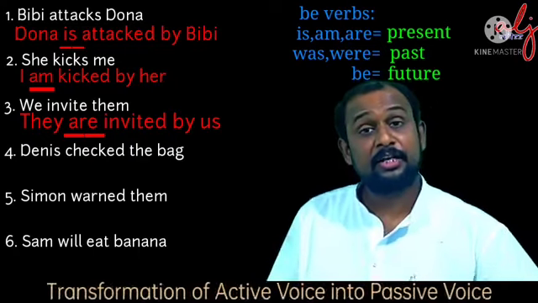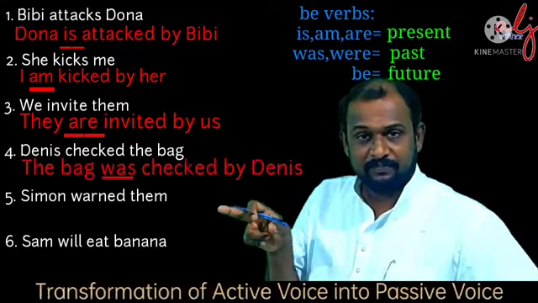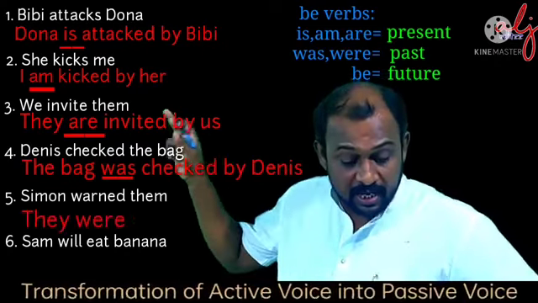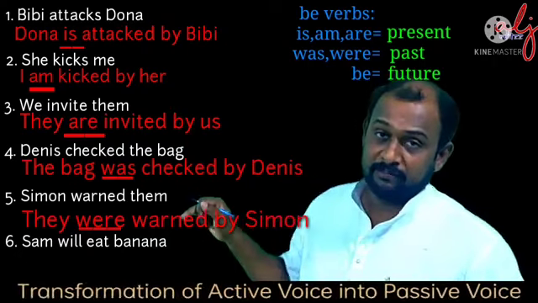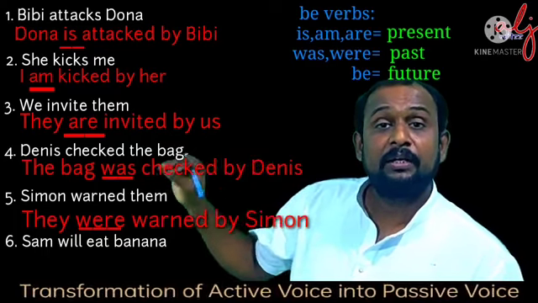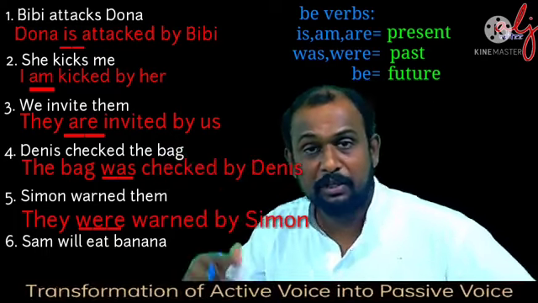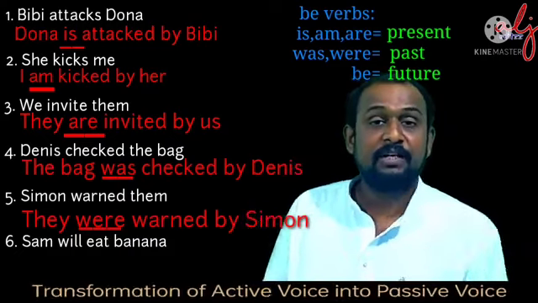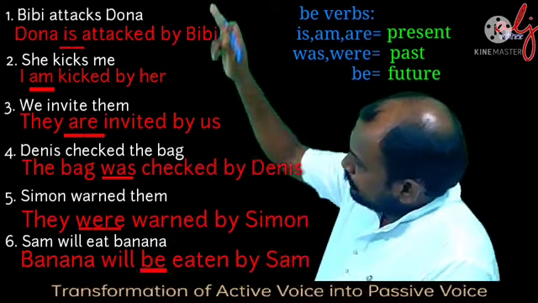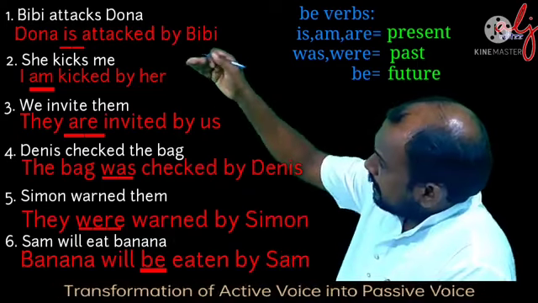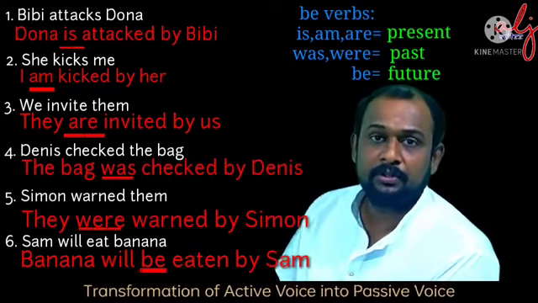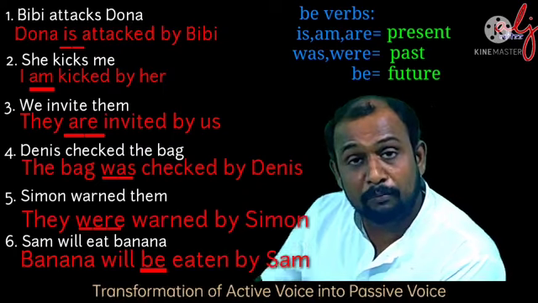See the next 4th one. Dennis checked the bag. The bag was checked by Dennis. Was. It's also be verb, but must be used in past tenses. Okay. Simon warned them. They were warned by Simon. See, was and were. 4th and 5th case, was and were. They are also be verbs, and they must be used only in past simple tenses to convert them into passive form. See, last one, Sam will eat banana becomes banana will be eaten by Sam. I used be here. You once again notice the 6 statements: is, am, are, was, were, be. They're all be verbs, and they must be used to convert a simple tense from its active form to passive form.